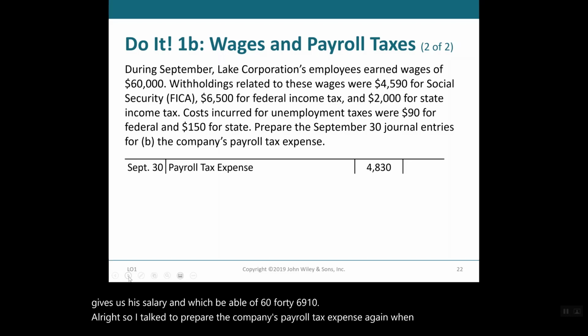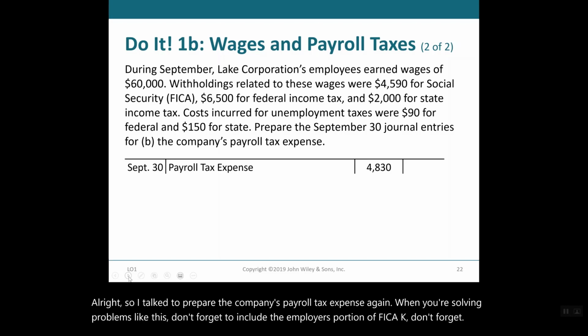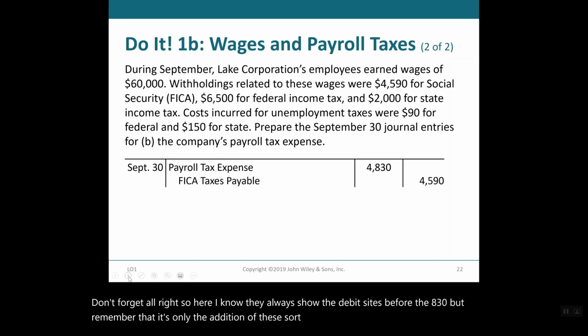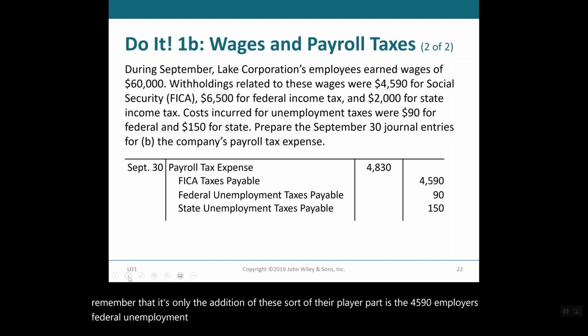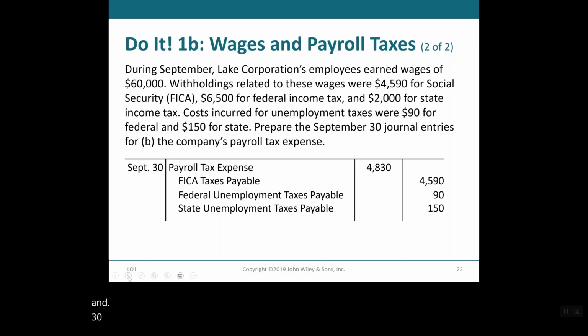All right, so now we are told to prepare the company's payroll tax expense. Again, when you're solving problems like this, don't forget to include the employer's portion of FICA. Okay, don't forget. All right, so here I know they always show the debit side to be 4,830, but remember that it's only the addition of this. So the employer part is the 4,590, the employer's federal unemployment tax payable 90, and then the state unemployment tax payable is 150. When we add that up, that gives us what we have there in the debit side, payroll tax expense of 4,830.